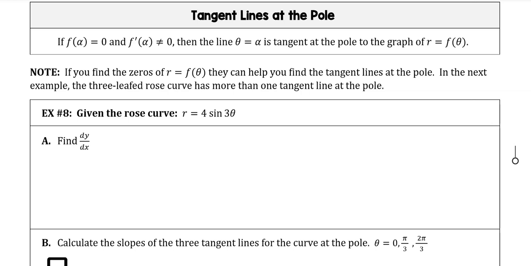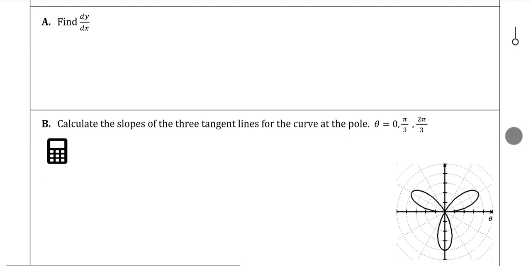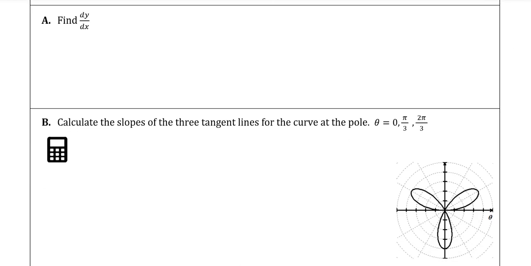So in this example, we're going to look at a 3-leafed rose curve that has more than one tangent line at the pole. So here's our rose curve, r equals 4 sine 3 theta. The first thing we need to do is find the derivative, because if we're talking about tangent lines, we need the derivative. So we'll start with that.